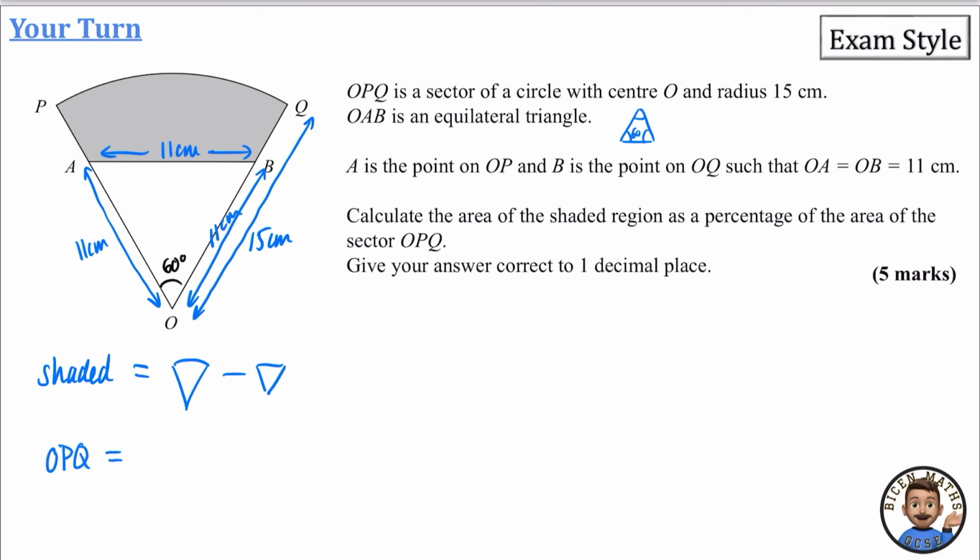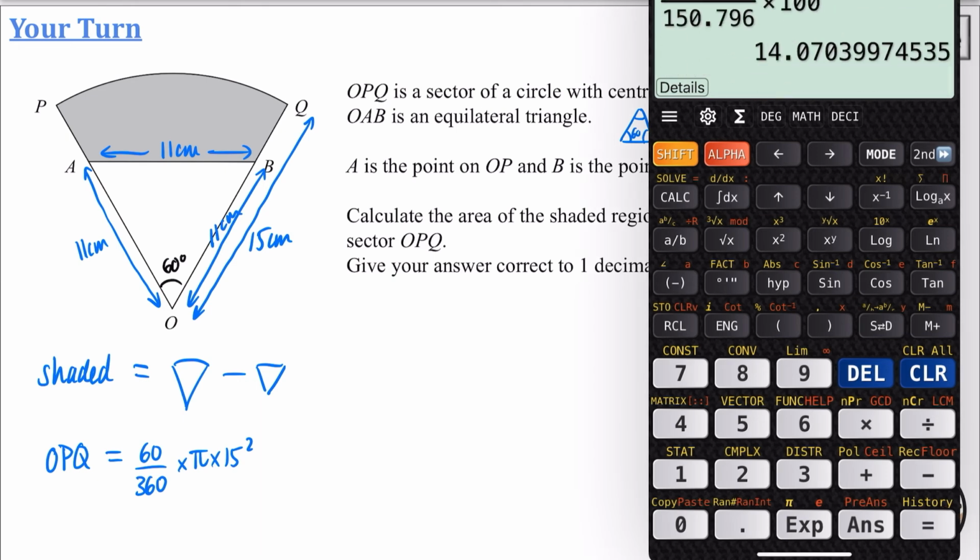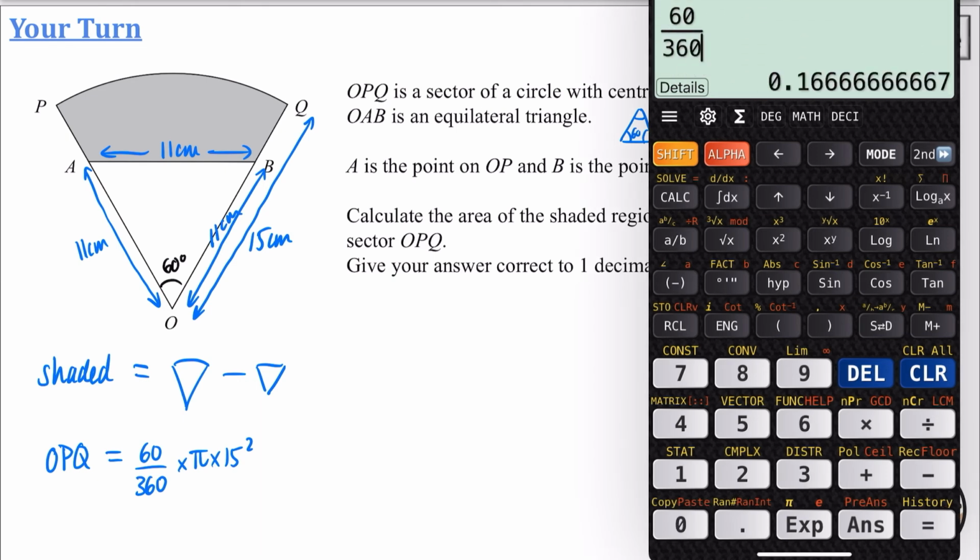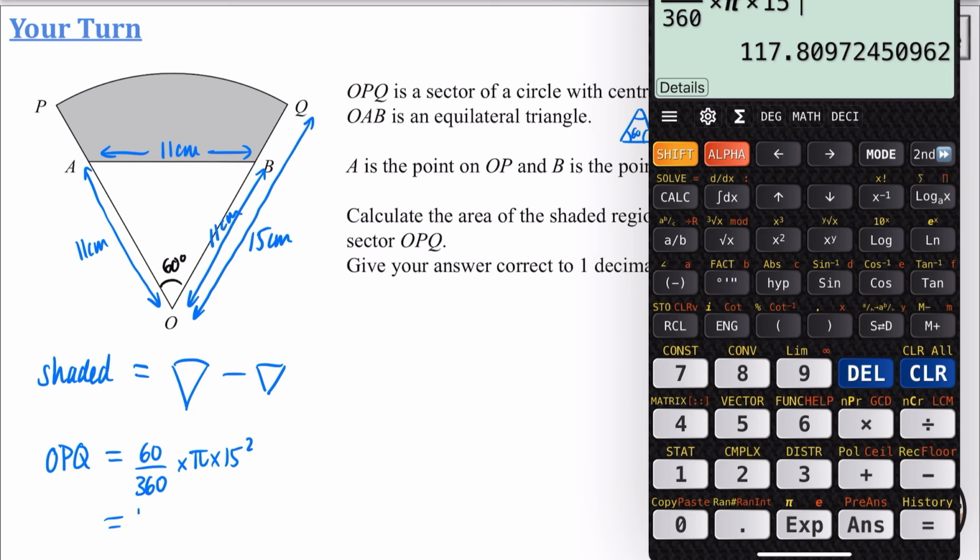So the area of OPQ, which is that sector, it's 60 degrees here, and the radius is 15. So it's going to be 60 out of 360. You might recognize that 60 out of 360 is a sixth. And we're going to multiply that by pi and the radius squared. So OPQ is going to be 60 over 360 multiplied by pi multiplied by 15 squared. And we get 117.8097. I'll just do a few decimal places. That's going to be centimeters squared.